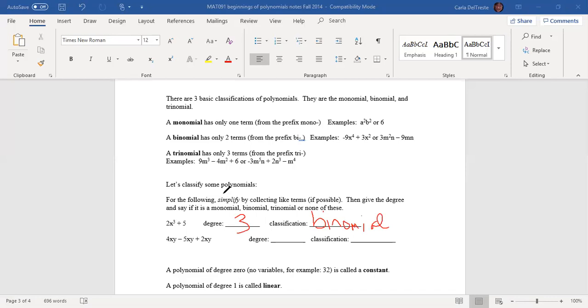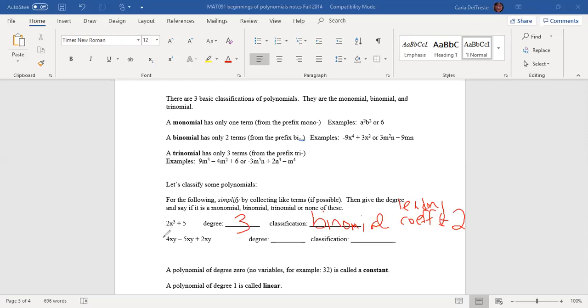And let's go one further, even though it's not being asked here. What is the leading coefficient? The leading coefficient here is going to be the number in front of that highest degree. And so the leading coefficient here is going to be 2.